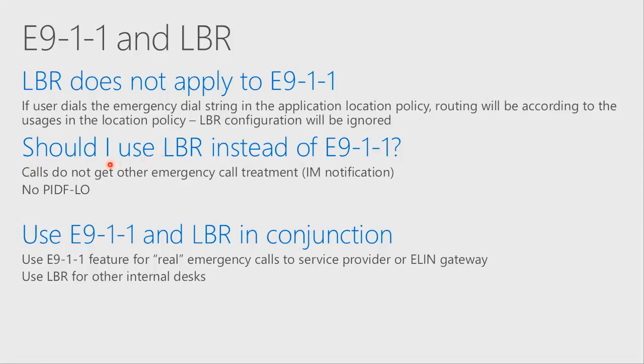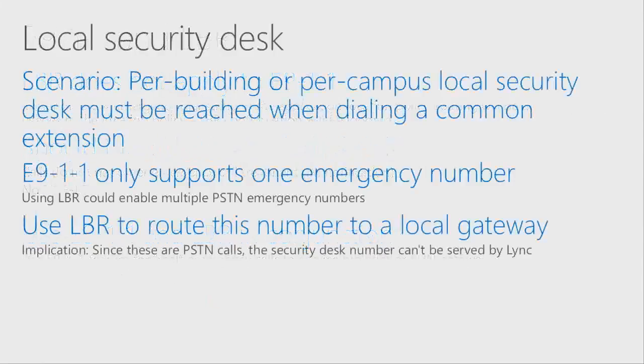And you can have both of these on, and you can configure both of them. So you can use the real E911 feature for emergency calls. And you could think of using location-based routing for other internal service desks. Maybe you need to get to the emergency desk in a specific building, or the local security desk in a building. You dial 911 for real help from the police and fire department, but dial 5000 for the internal emergency desk. So you could have a per building or per campus security desk reached by a common extension. Everybody dials 5000. E911 couldn't handle that because we only support one emergency number.